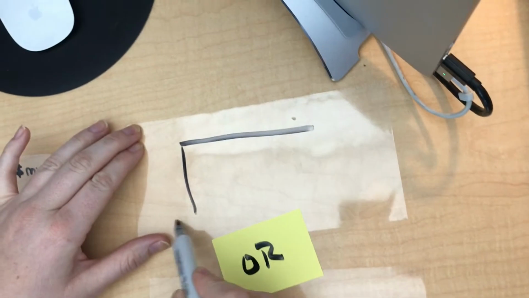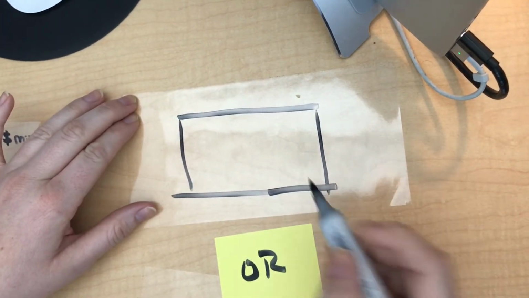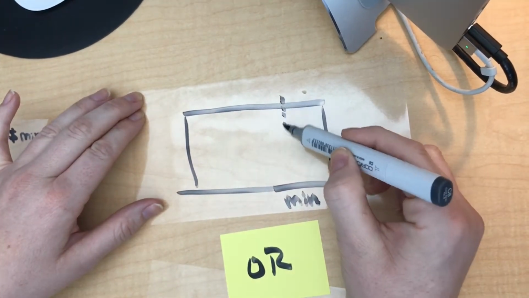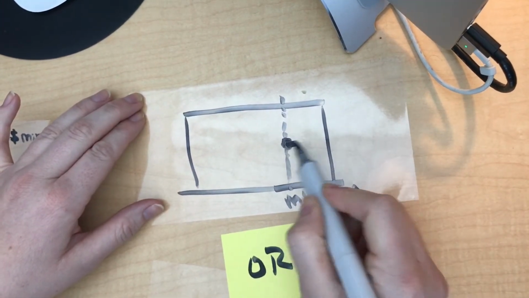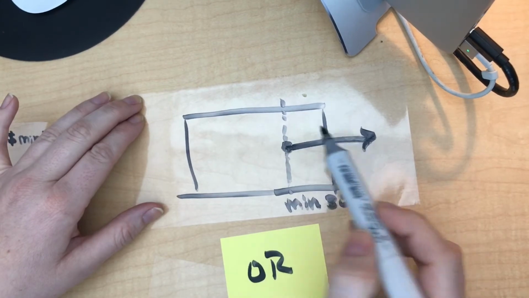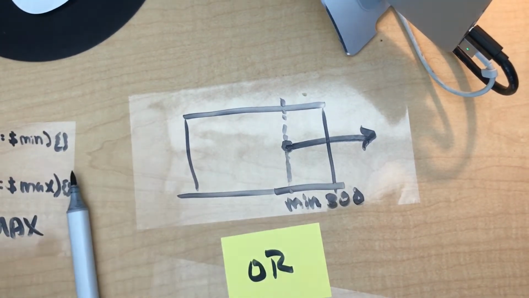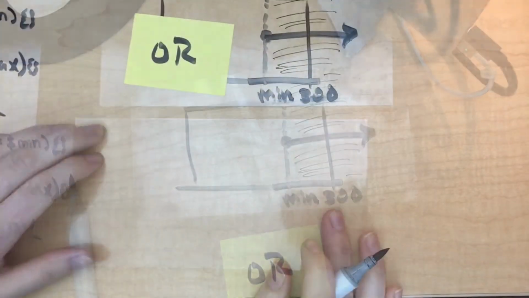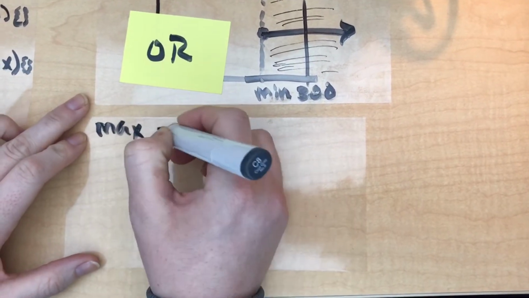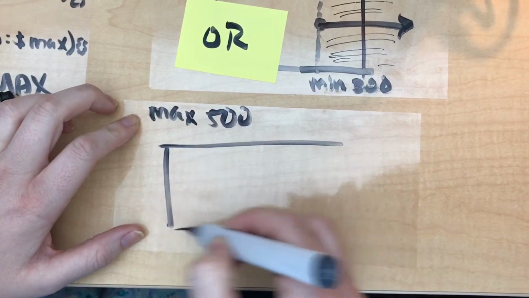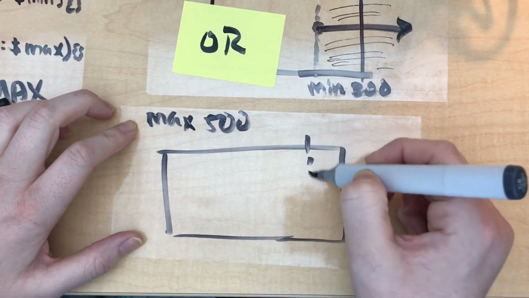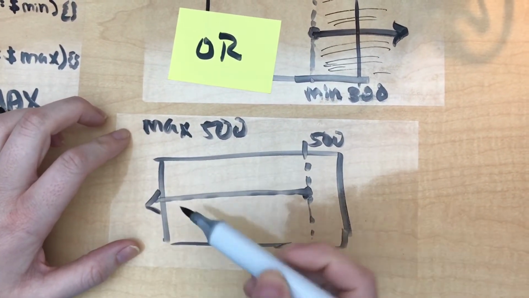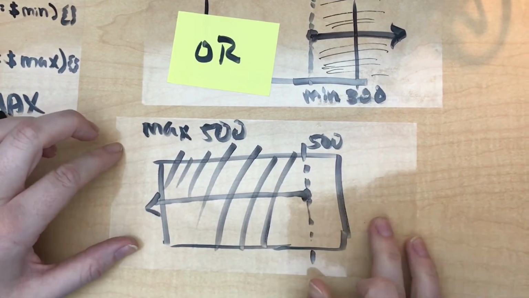So essentially, we have a box, and we're going to say that our minimum is going to be 300 pixels. What we're saying here is that at 300 pixels or larger, I want these styles to apply, right? So we're at this size, anything over 300 pixels. On the other end, we could have a max of 500 pixels. So we're saying at 500 pixels or smaller, I want these styles to apply. So this is an OR statement.